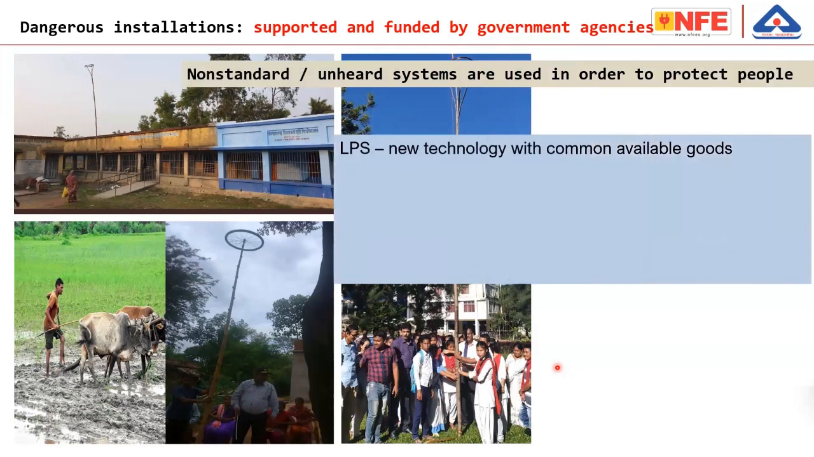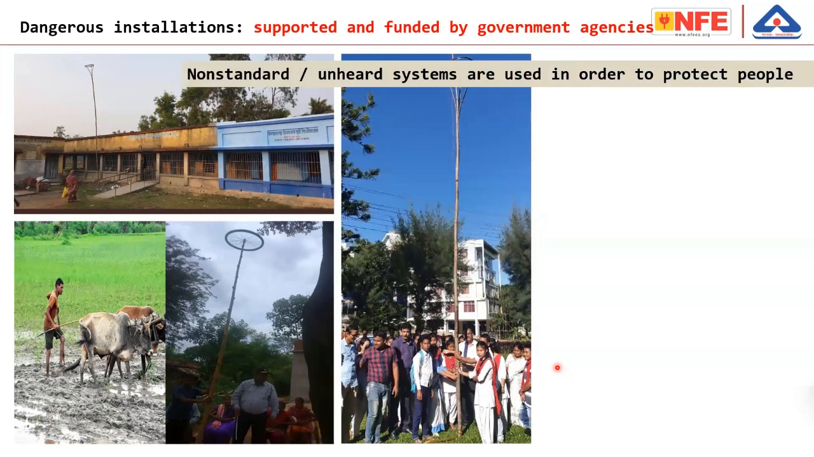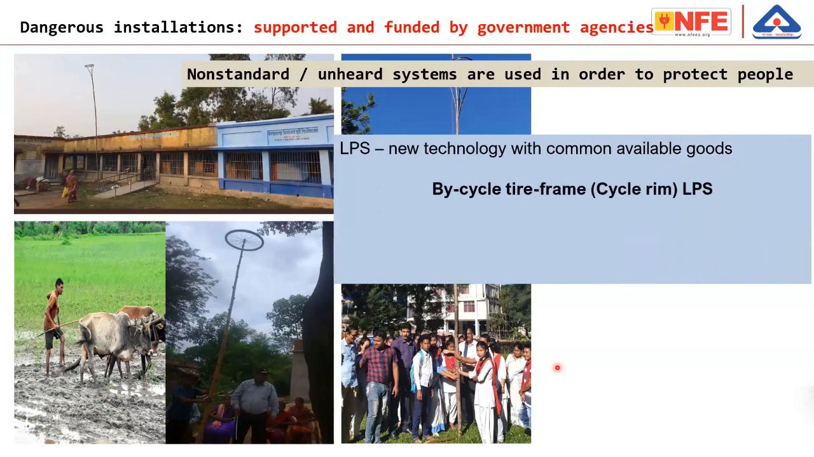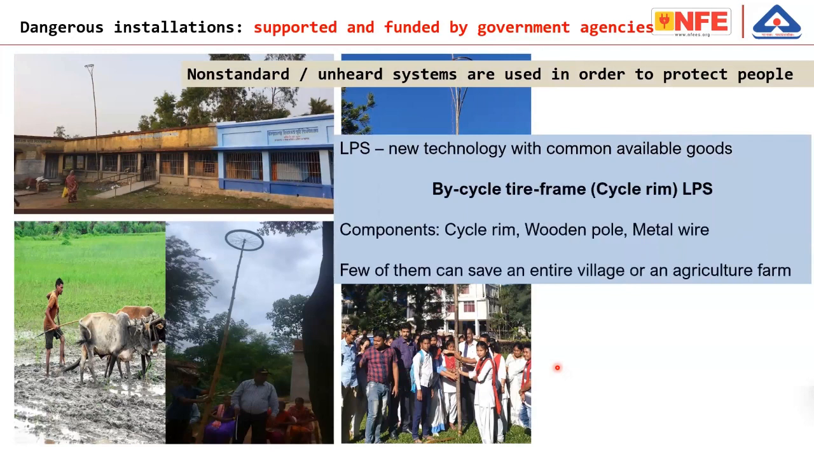Look, non-standard and unheard-of systems are used to protect people in India. Bicycle tire and cycle rim. The funny part is that in 2018 it was only claimed as a bicycle tire. But once we published an article and told them that there should be a down conductor, the claim changed: now the cycle tire is connected to the earth electrode through an 8 millimeter wire. But please note that it won't work.